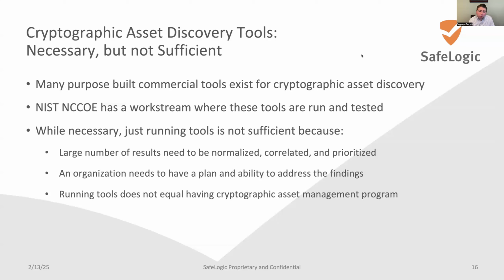There are a few reasons. One is you will run the tool and come up with a very large number of results. And when I say large number, literally it could be tens or hundreds of thousands of results. So you will need to normalize it, because you might have different tools reporting things differently, and maybe there are duplicates. You'll need to normalize it.